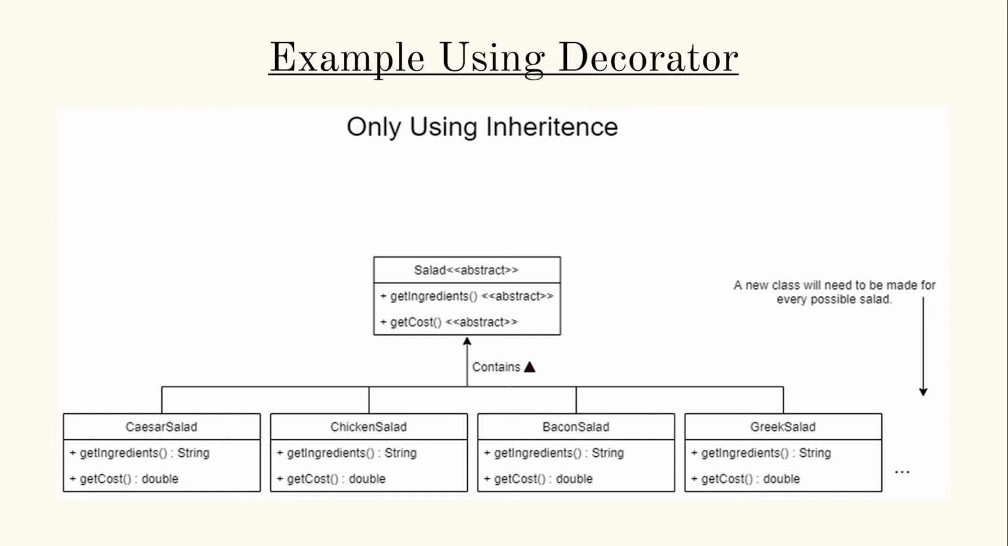While this may seem intuitive, this can become a problem when the cost of, let's say, lettuce goes up or changes in any way. So if the cost of lettuce changes, then each class will have to be recompiled with the updated cost of lettuce. Another problem is that a new class will need to be made for every possible salad, and that's really not very feasible. And in the next example, I'll show you how the decorator pattern can take care of these two main issues.